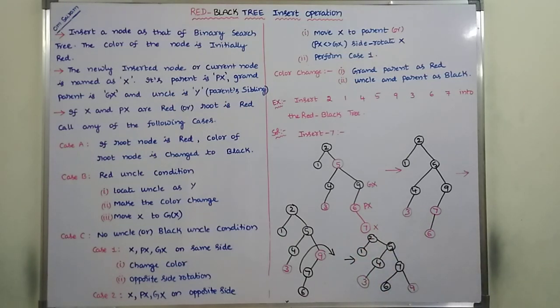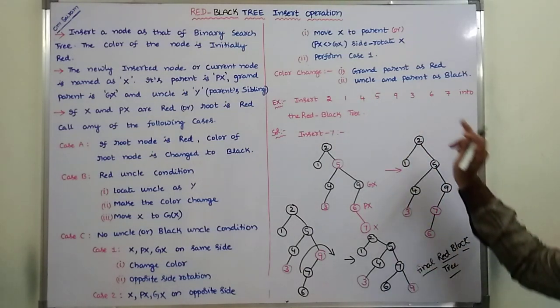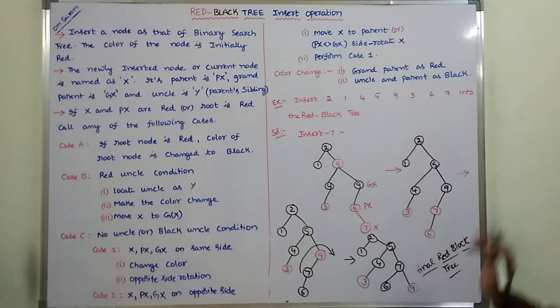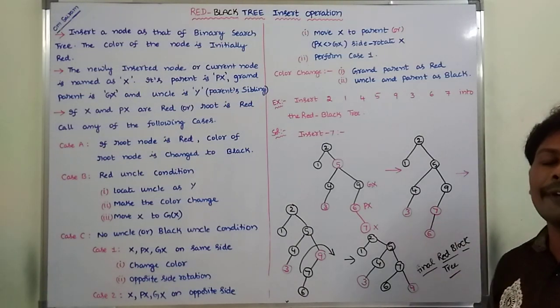two consecutive red nodes. In this path, two consecutive red nodes are not there. In this path, 2 consecutive red nodes are not there. In this path, 2 consecutive red nodes are not there. In this path, 2 consecutive red nodes are not there. Okay, so finally we are getting the red black tree. So final red black tree after inserting all the elements 2, 1, 4, 5, 3, 6, 7 and 9.